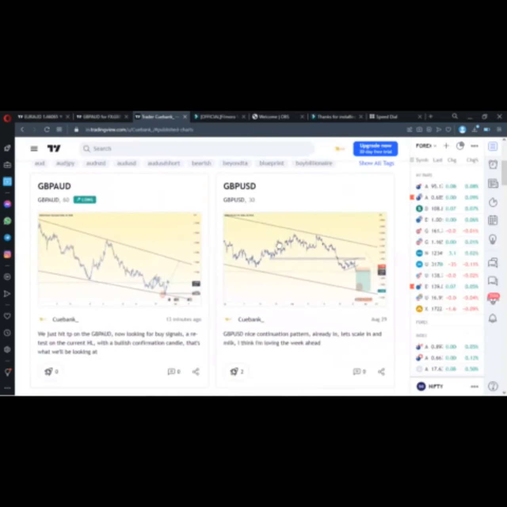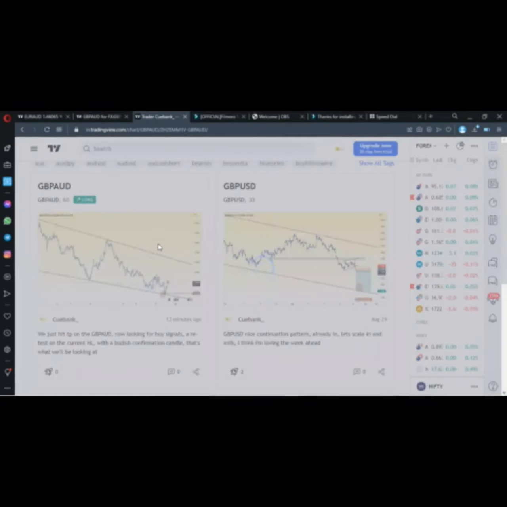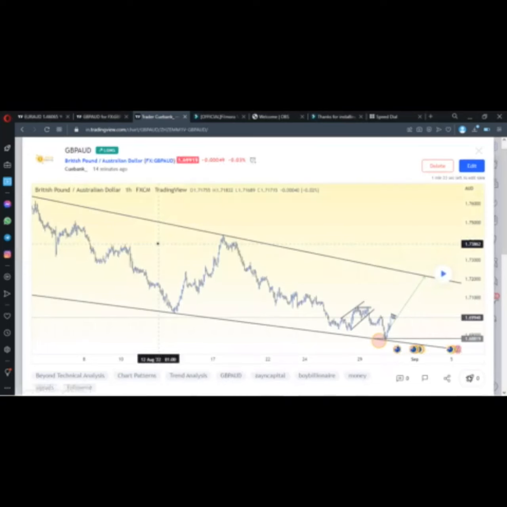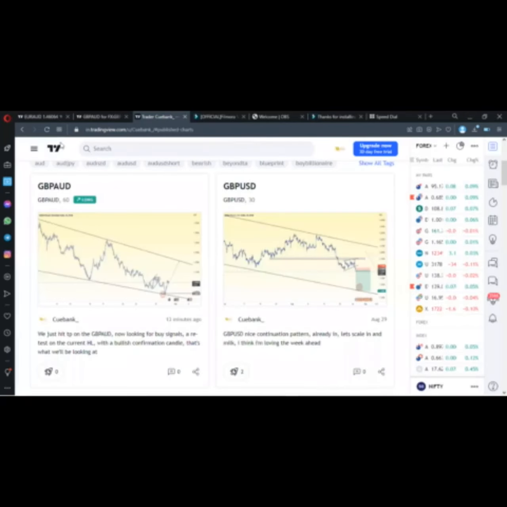I just analyzed the GBP AUD. I think this is a pair that we didn't analyze. We just hit TP, right? And then we pushed up, looking for a corrective structure. We'll look into that in detail, and then further buys. Literally looking for further buys here. The structure is still valid, still new. I just posted it right now, literally a minute ago. So yeah, man, let's get to analysis.